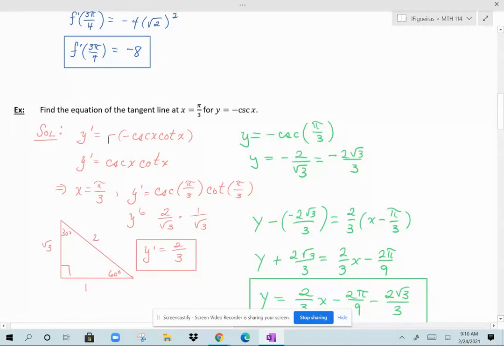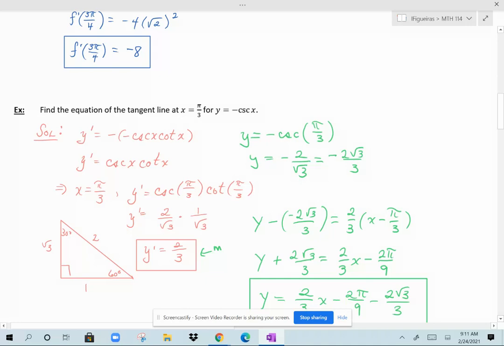When I plug in pi over 3, I have to evaluate the cosecant of pi over 3 and cotangent of pi over 3. So we know that cosecant is 2 over root 3, just like we found earlier. And cotangent, well, that's the reciprocal of tangent, and we know that tangent is TOA, opposite over adjacent. So it's adjacent over opposite, so it's 1 over root 3. So when I multiply 2 over root 3 times 1 over root 3, you get that your derivative, which is the slope, is equal to 2/3.